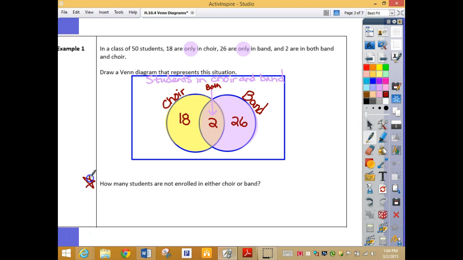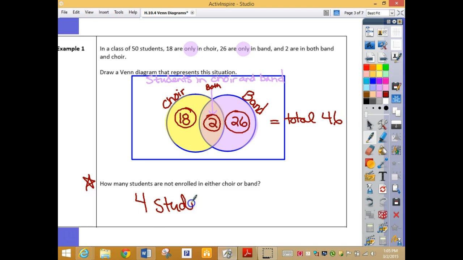And the question asks, how many students are not enrolled in either choir or band? Well, first of all, out here in the universe, what is our total of kids so far when we add up all our numbers in our Venn diagram? 46. So 18 plus 2 plus 26 equals 46 total. So we're missing how many kids yet aren't accounted for? 4. So how many are not enrolled in either choir or band? 4 students. That one is done. That's as easy as they get.